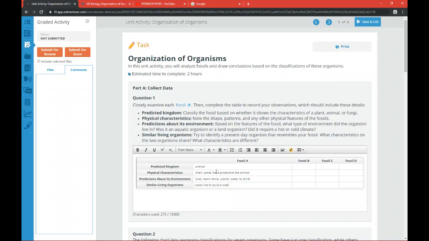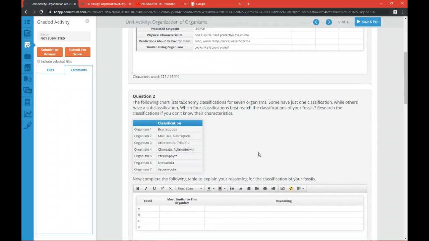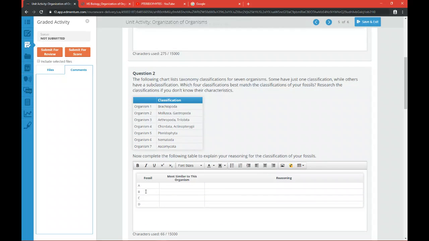So that's what you're going to do for fossils B, C, and D. You're just going to take your time, write as many physical characteristics as you can, and classify it to what kind of kingdom you think it is. The main thing is that you're putting in a good amount of effort. After you do that, you're going to go to question 2, and you're going to be trying to identify what type of organisms the fossils represent. So you have fossil A, B, C, and D, and you're going to find the organisms most similar to them.